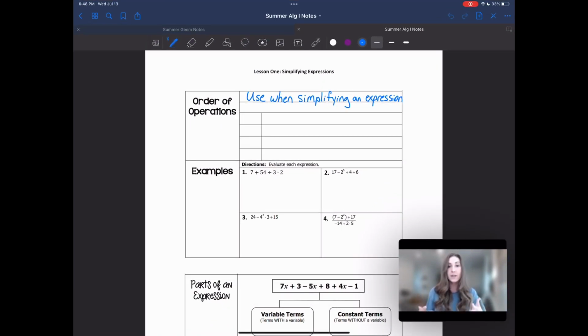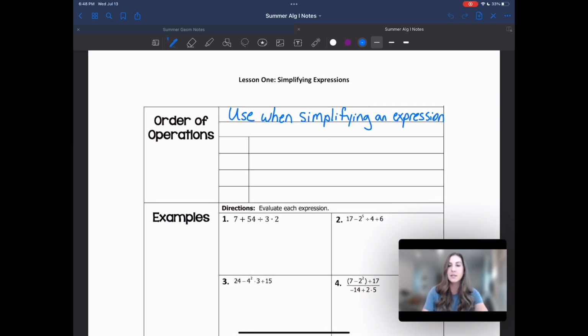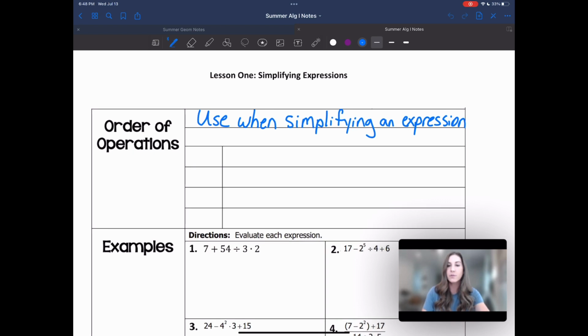So the first thing we're going to look at today is something that you're probably already familiar with. It's called the order of operations. We use the order of operations when we're simplifying an expression. And there's a very, very popular acronym that goes along with this, and it's called PEMDAS. I'm sure that looks familiar to you.